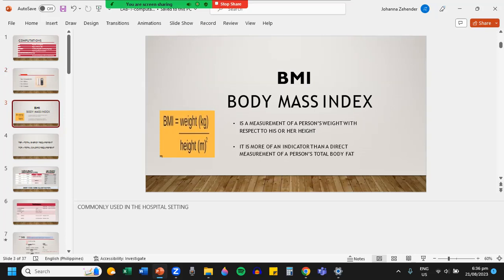First, we have our body mass index or our BMI, which is the most commonly used nutritional computation in the hospital setting. This is a measurement of a person's weight with respect to his or her height. It is more of an indicator than a direct measurement of a person's total body fat. So as you can see here in the left corner, you can see the formula of your BMI. So we have your weight in kilograms to be divided by the height in meters squared.